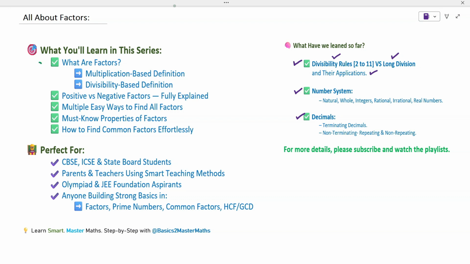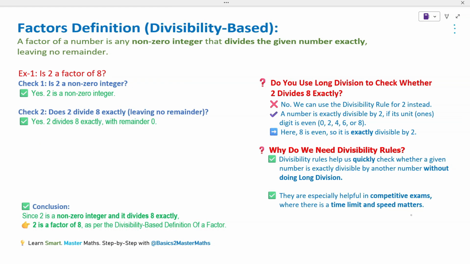In the last video, we discussed the definition of factors based on multiplication. In this video, we are going to discuss the definition of factors based on divisibility. Now, let us understand the definition of factors based on divisibility.